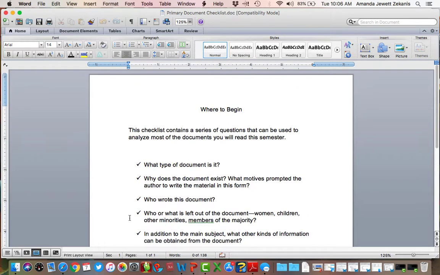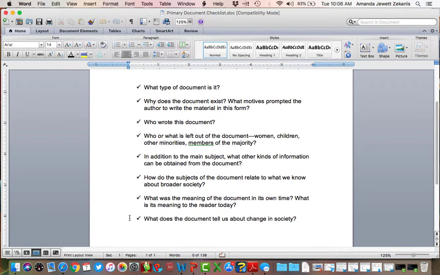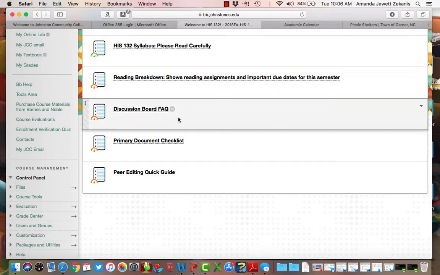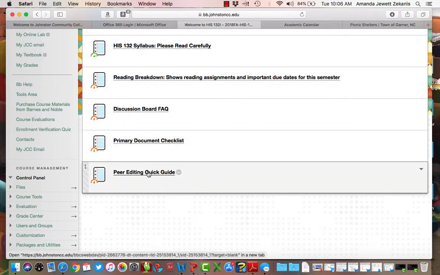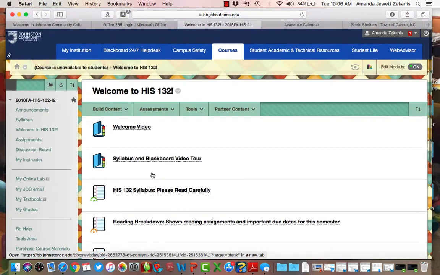These are all things to think about when you read, okay? It helps you take a step back and understand that these things are here for us to investigate, question, and really think about too. And then you have a peer editing quick guide. I'm not sure we're going to fit in a rough draft writing workshop this semester, but if we do, it is here for you, and more on that later, of course.